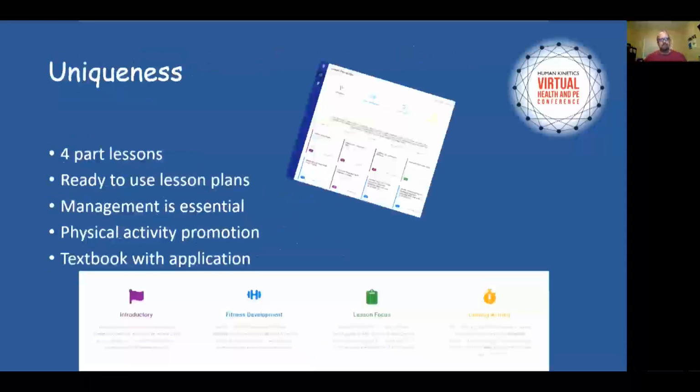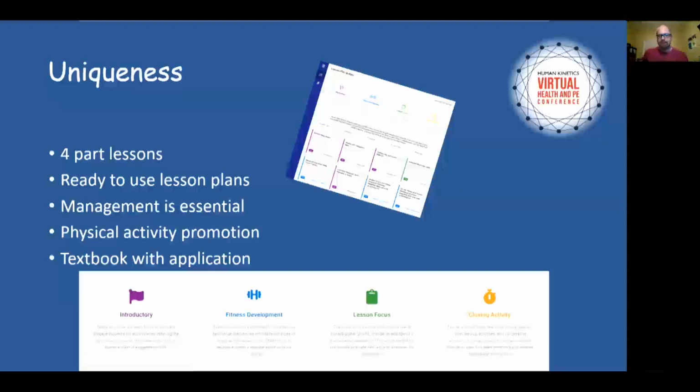That leads me to some of the uniqueness of Dynamic Physical Education, which is the 4-part lesson. As you can see down the bottom, the 4-part lesson is the introductory activity, then fitness development, which is probably a bit of a misnomer. We're not really trying to develop fitness. We're not concerned with whether kids are fit or not. We're trying to teach them about moderate to vigorous physical activity, what it feels like, and what types of activities it can be for everybody, maybe showing them some enjoyable experiences.